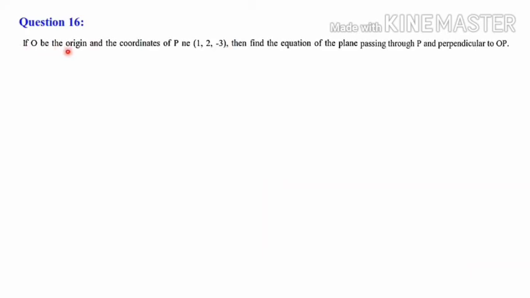Next we shall discuss question number 16. If O be the origin and the coordinates of P be 1, 2, minus 3, then find the equation of the plane passing through P and perpendicular to OP. Here O is given to us, that is origin, and the coordinates of P also given, 1, 2, minus 3. Coordinates of O we know, that is 0, 0, 0, and the coordinates of P is given to us, 1, 2, minus 3. And we have to find out the equation of the plane passing through the point P, that is 1, 2, minus 3, and perpendicular to OP.